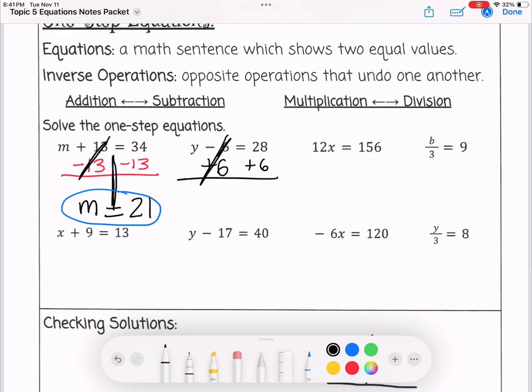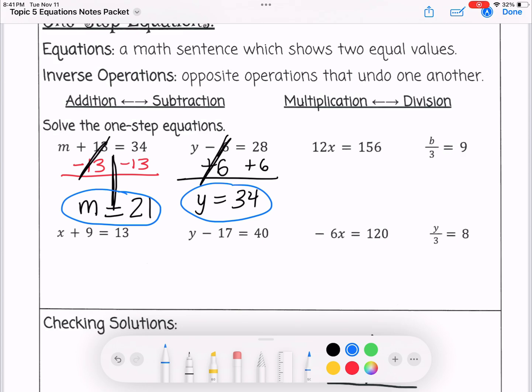Okay, jumping into the second one, I have y minus 6 equals 28. I need to do the inverse of subtracting 6, which would be to add 6 on both sides. So I'm going to do that. Those cancel, and I'm left with y equals 34.